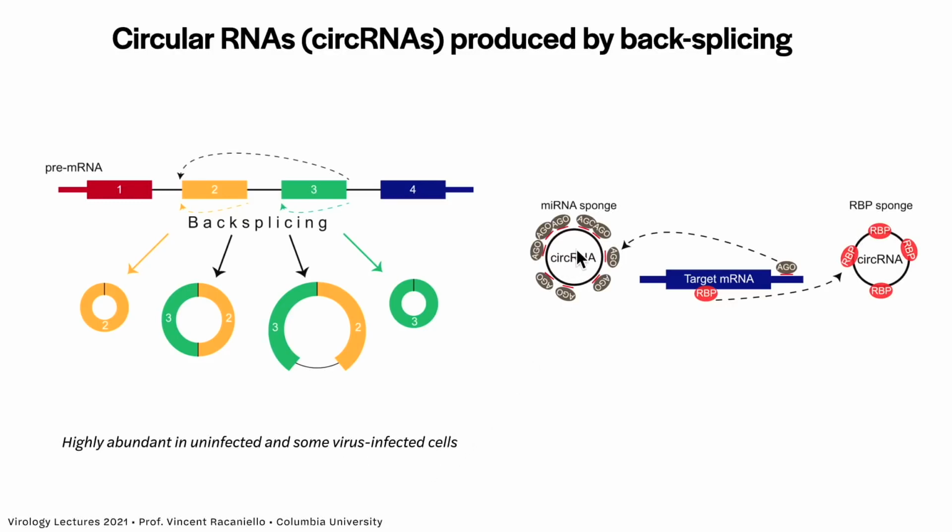We think they're sponges. MicroRNAs can hybridize to them, and they can be stored there until they are needed. We can have RNA binding protein sponges as well. So these are RNA binding proteins that are hung up on the circular RNA, and then when they're needed, they can be transferred to the target mRNA, and so forth.